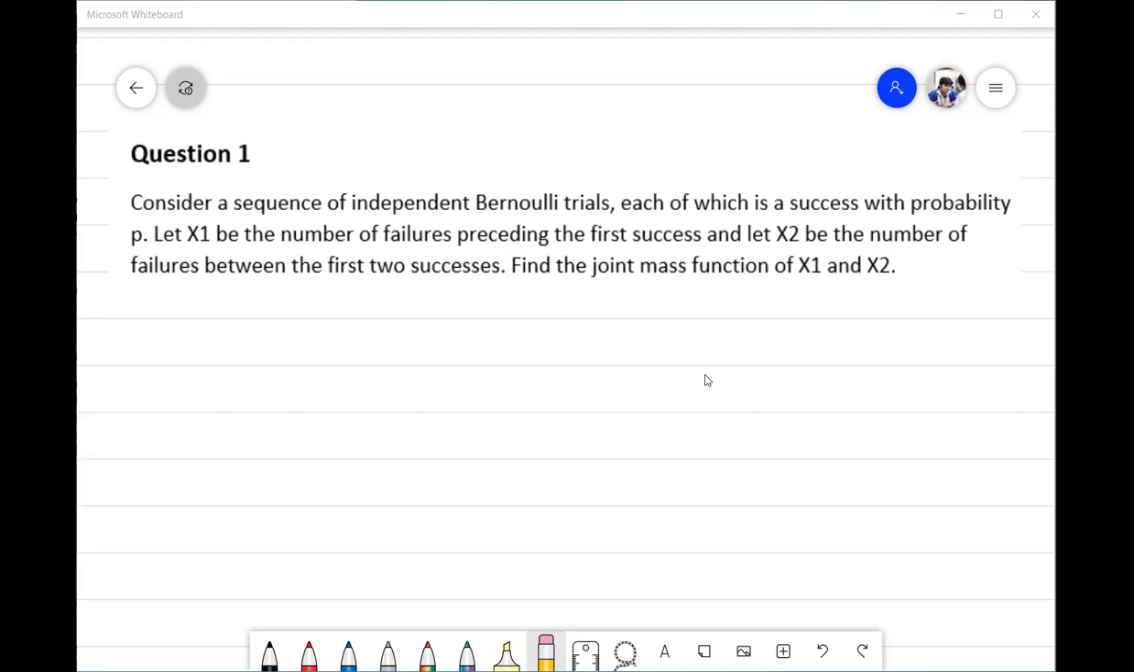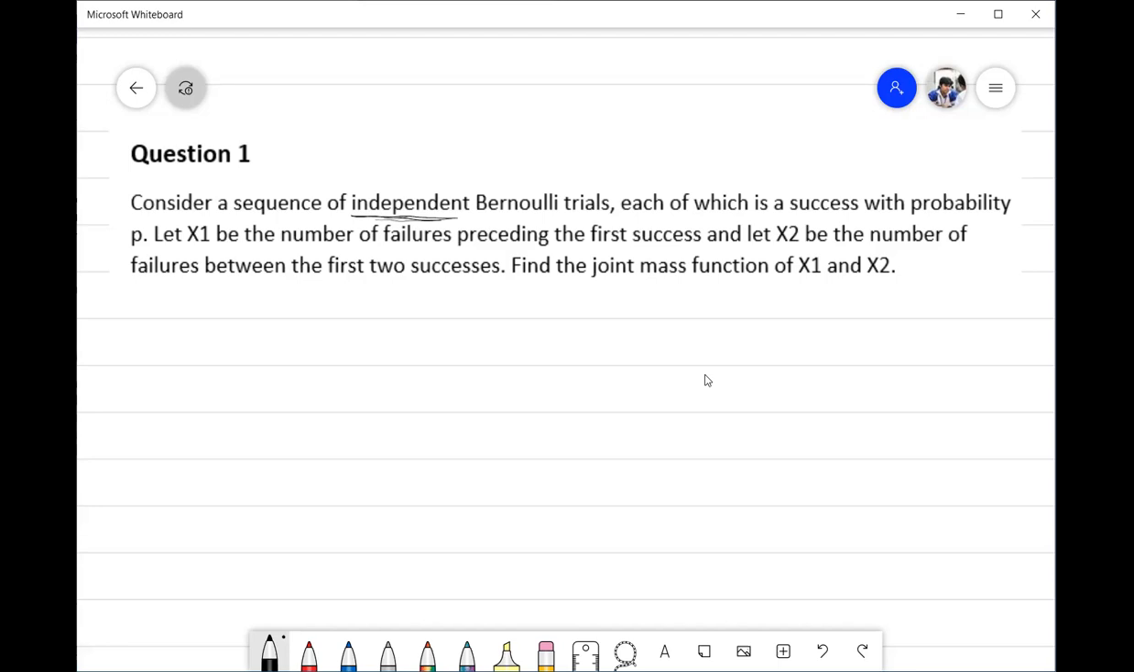The first question says, consider a sequence of independent Bernoulli trials, each of which is a success with probability p. Let x1 be the number of failures preceding the first success, and let x2 be the number of failures between the first two successes. Find the joint mass function of x1 and x2. The one thing that they've made apparent, and it makes our life easy, is the fact that we know these trials are independent of each other. So whatever we have to do, we can easily split these two distributions because they're independent, right?